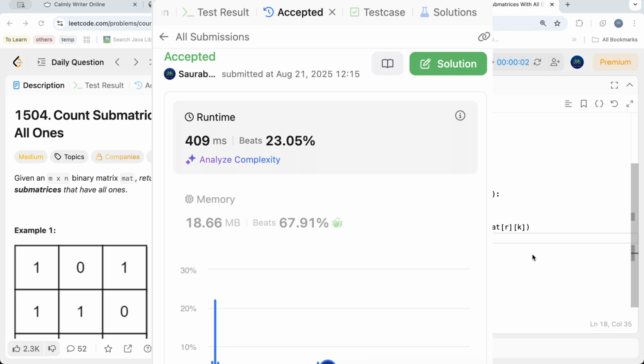The time complexity of this particular solution is going to be the number of rows multiplied by number of columns multiplied by number of columns. So r multiplied by c square, but the space complexity is going to be constant. So guys, we have solved this particular problem, and that's it for this video.